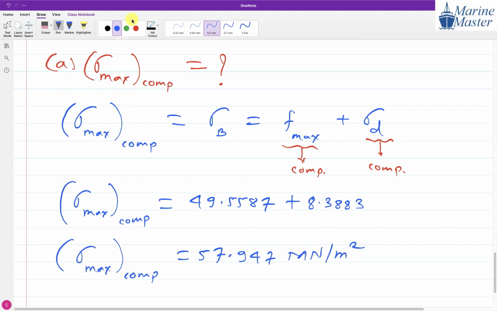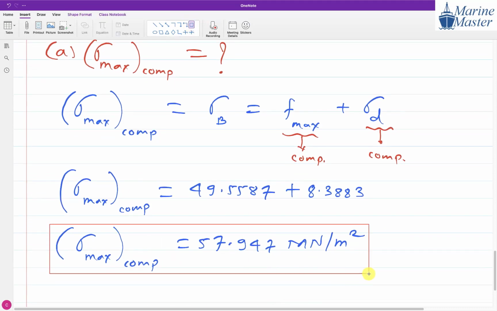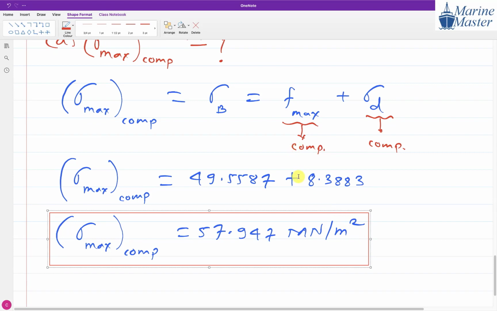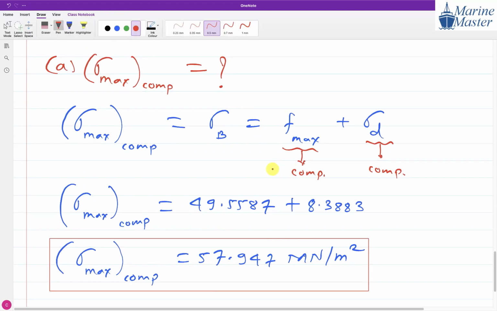So in this way we got the maximum compressive stress in the column. And at which point? At point B. Please write down this discussion.